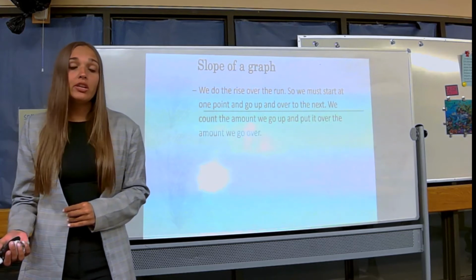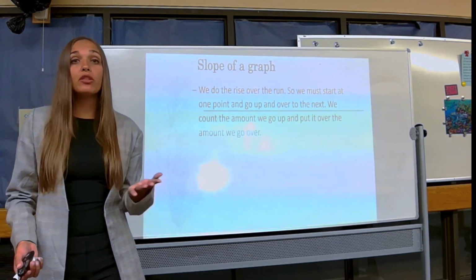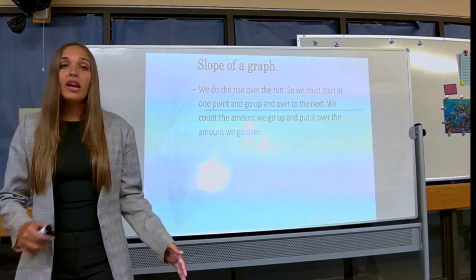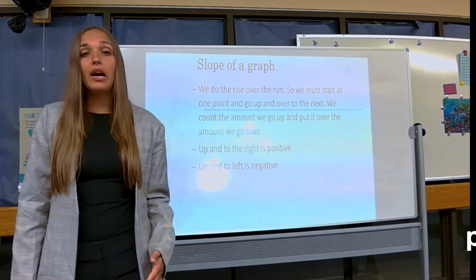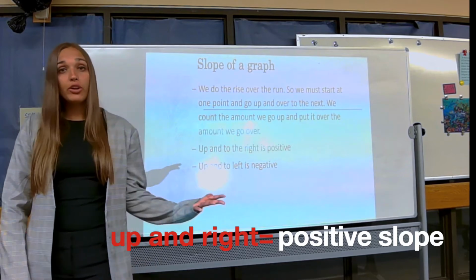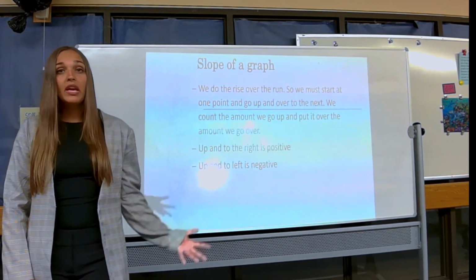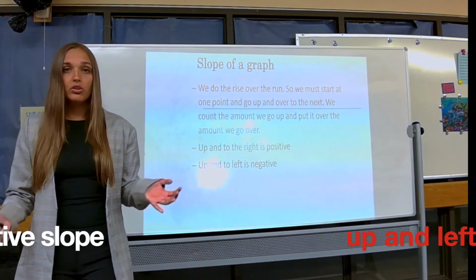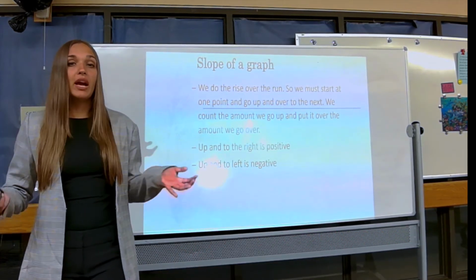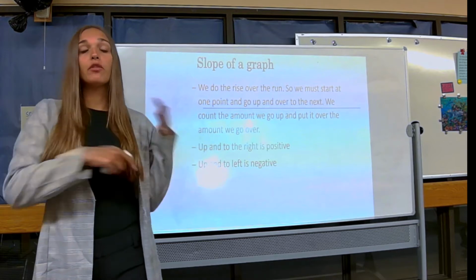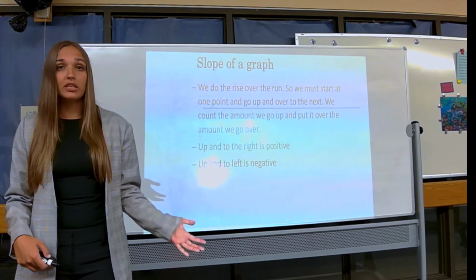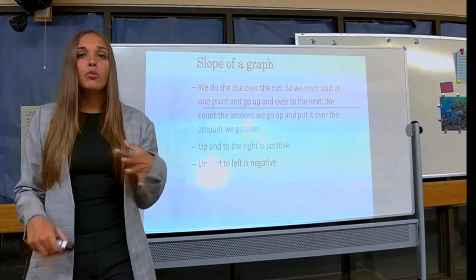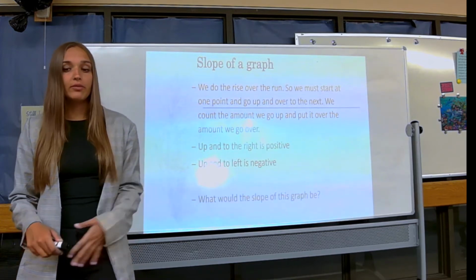In our fraction, the amount that we go up will be in the numerator, the amount that we go over will be in the denominator. Within that, it's very important to note that if we're going up and to the right, we are going to want to have a positive slope. If we're going up and to the left, we're going to have a negative slope. So these two are very important to make sure we have the right positive or negative number when we're completing these problems. So let's take a look at an example problem so we can make sure we know how to complete this for a graph.